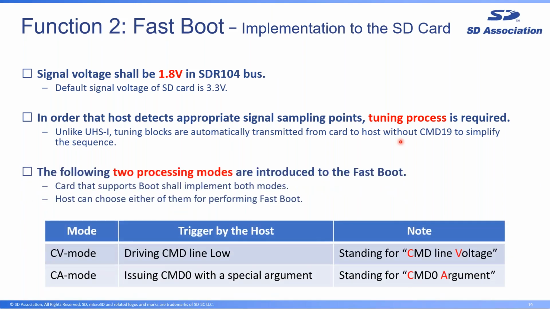The third point is that there are two processing modes called CV mode and CA mode. CV mode fast boot starts by a simple operation, that is, driving the command line low by the host. CA mode fast boot is triggered by issuing command 0 with a special argument. The host can select one of the preferable modes for fast boot.